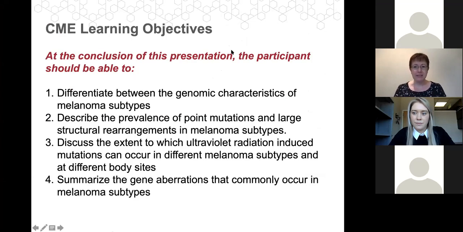Just starting with the CME Learning Objectives, at the conclusion of the presentation, the participants should be able to differentiate between the genomic characteristics of melanoma subtypes, describe the prevalence of point mutations and large structural rearrangements in melanoma subtypes, discuss the extent to which ultraviolet radiation-induced mutations can occur at different melanoma subtypes and at different body sites, and summarize the gene aberrations that commonly occur in melanoma subtypes.